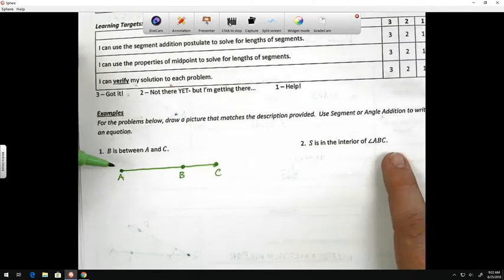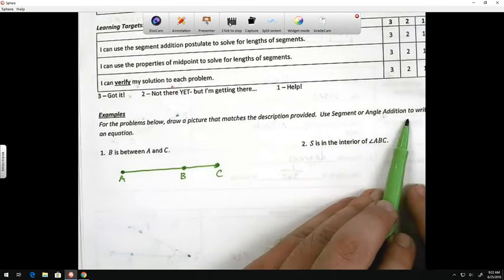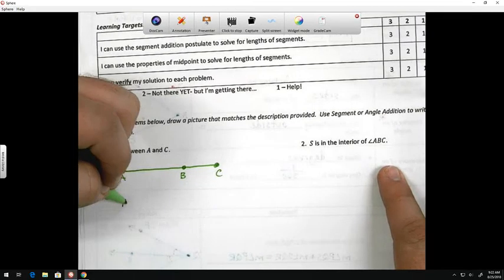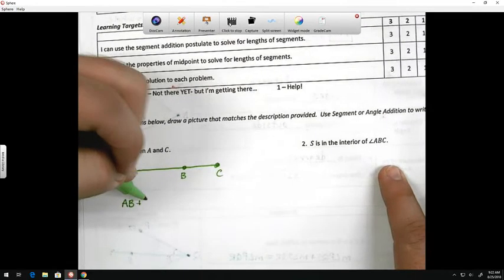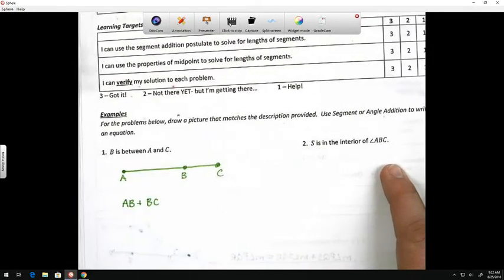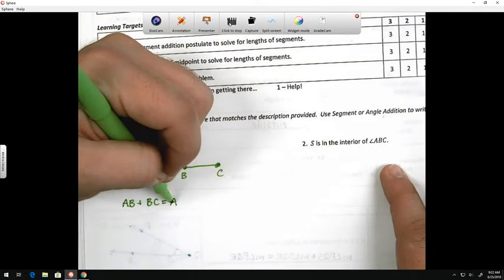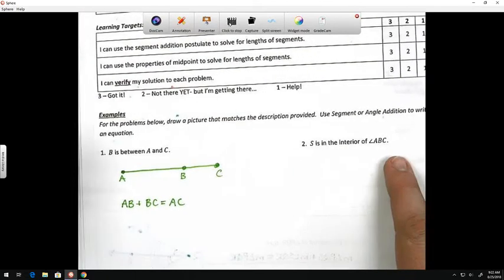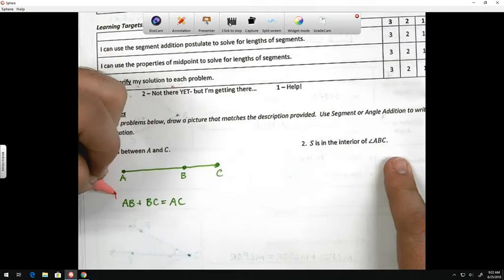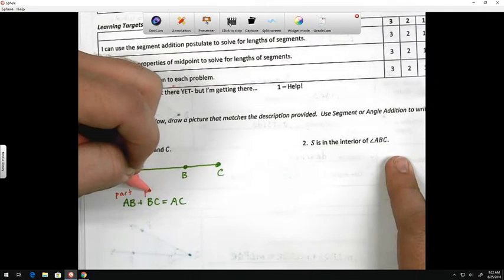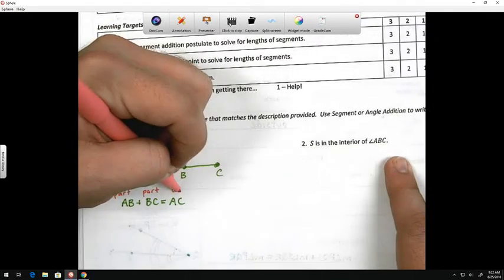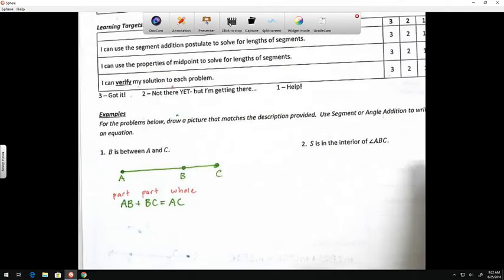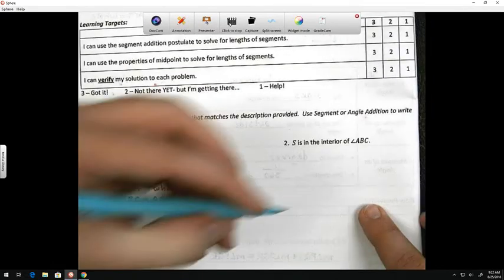Once you have your picture, it says to use segment or angle addition to write an equation. So I would say part plus other part equals the whole. Hopefully we're seeing that. This is a part, this is another part, and this is my whole. I could do the same thing with an angle.